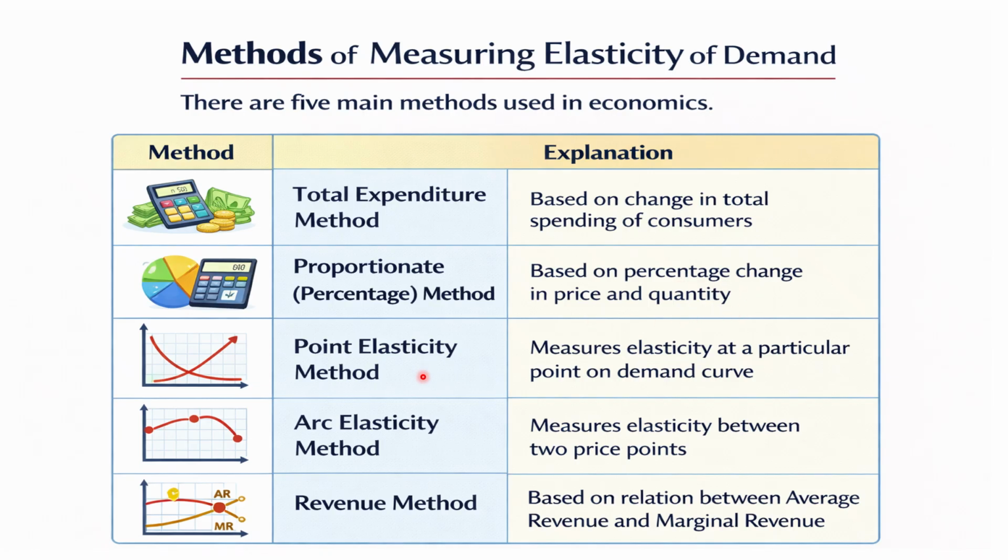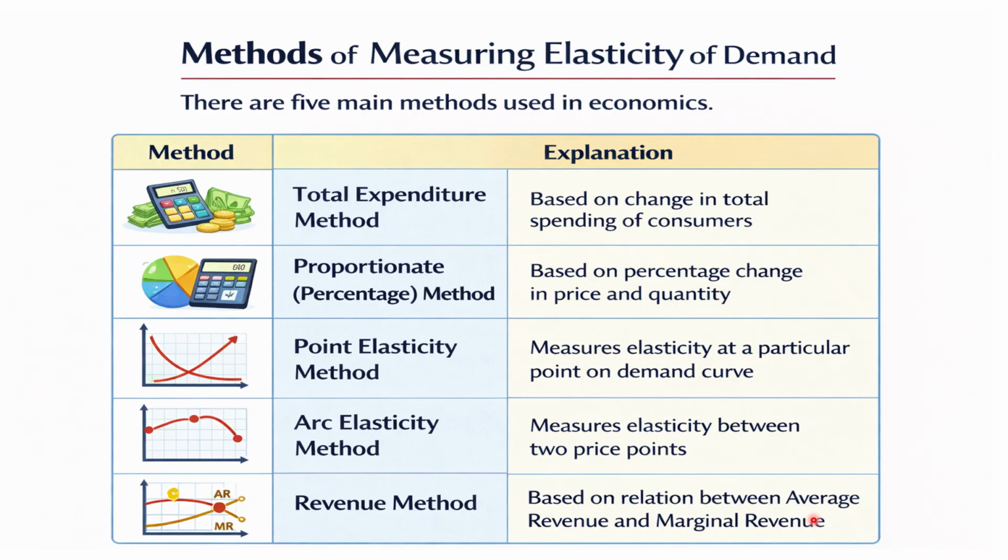Now, the third method is the point elasticity method. In this method, when a very small change in price and quantity occurs, elasticity is measured at a particular point on the demand curve. The next method is arc elasticity, which is used when a large change in price and quantity occurs between 2 points on the demand curve. The last method is based on the relationship between the average and marginal revenue.